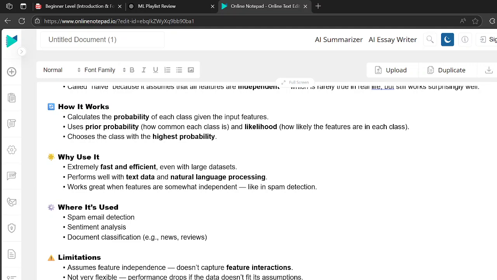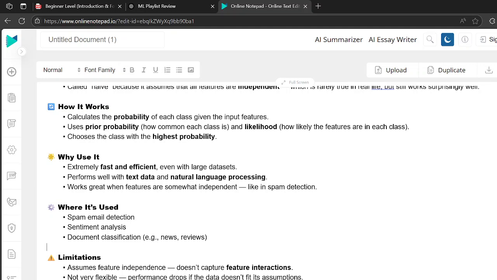It uses prior probability, meaning the probability in the past, and checks how common each class is, right? It can check which class is occurring a lot, which class is pretty rare to occur, which class likes to occur occasionally, and so on. And the likelihood, meaning the odds or the chances, how likely the features are in each class, right? Based upon this, it chooses the class with the highest probability, the class whose possibility of occurrence and existence is highest.